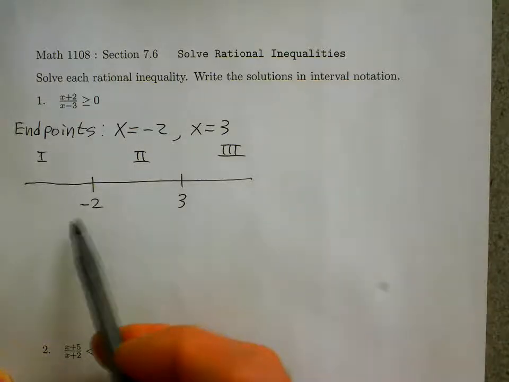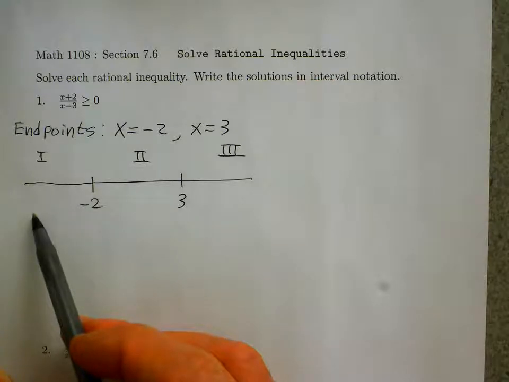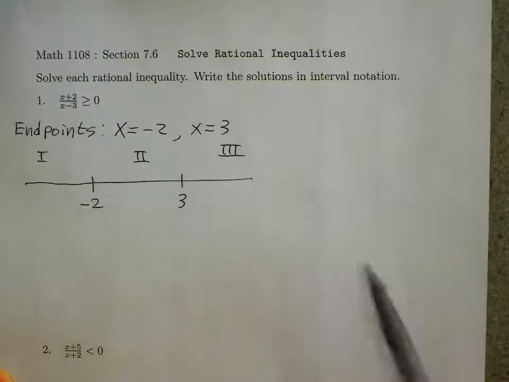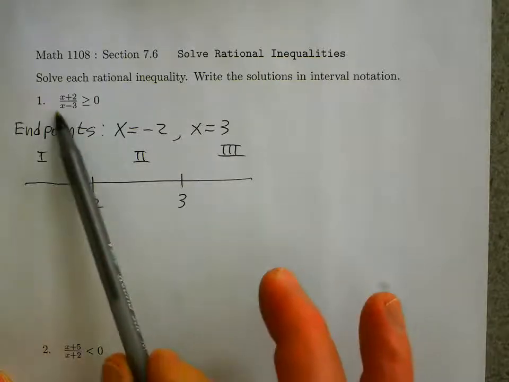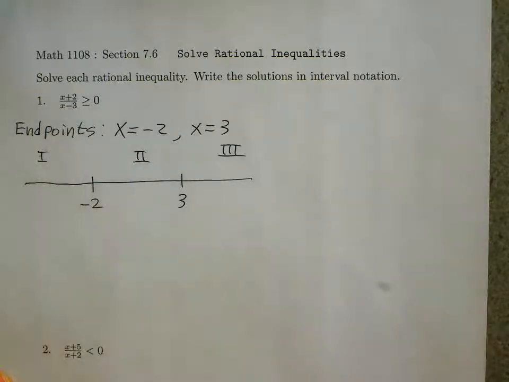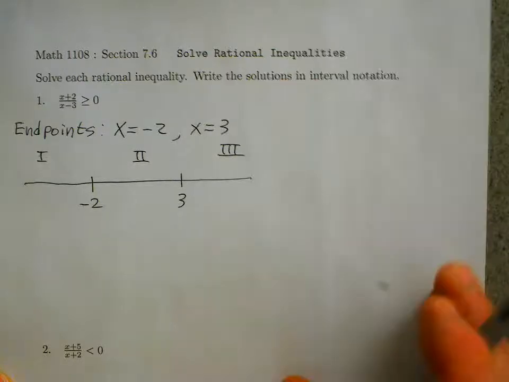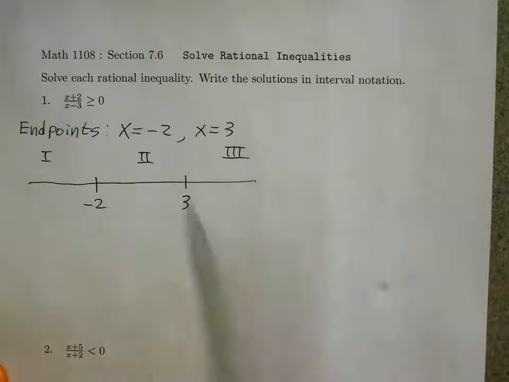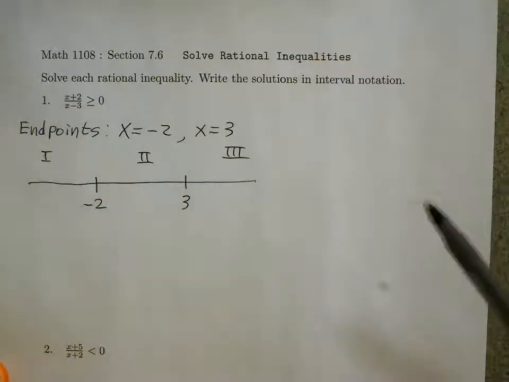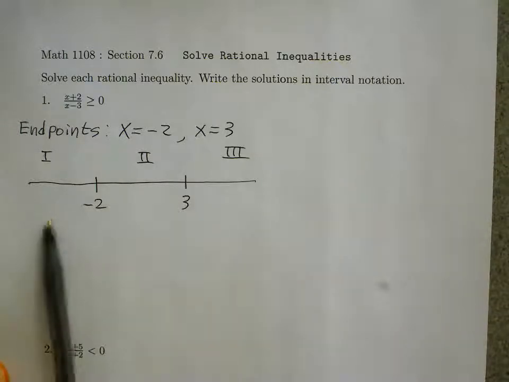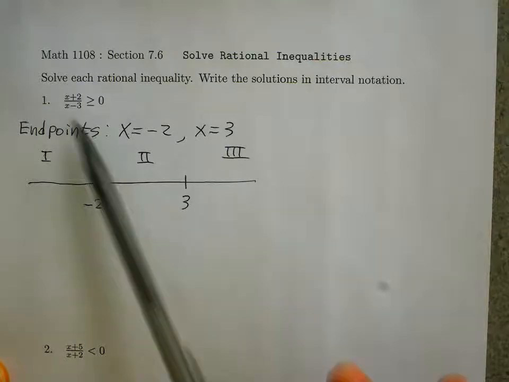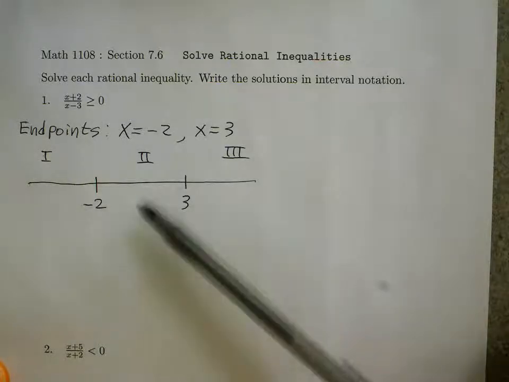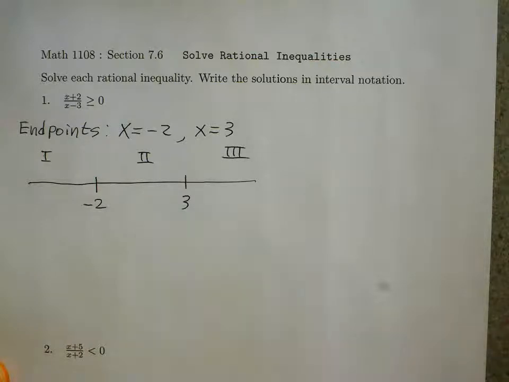What we're going to do is pick a test point from each of the 3 intervals. And with each of the test points, we'll replace x in the inequality with the test point and determine if the resulting inequality is true or false. If we get an inequality that's true, that means every number in that interval from which the test point came is part of the solution set. And as you would expect, if we get a false inequality, the interval from which the test point came is not part of the solution set.